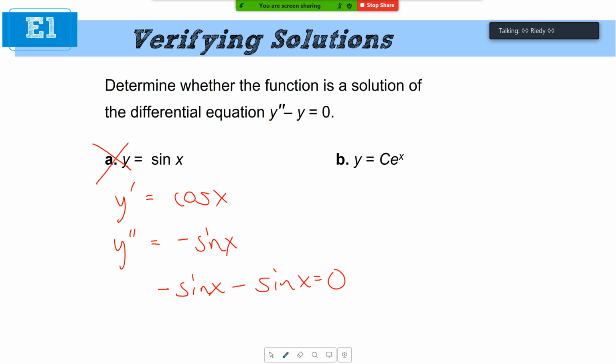All right, part B. Please take the derivative and the second derivative of c e to the x. What is c, by the way? It's a constant, correct. It's some number. Or it's any number, depending on how you want to look at it.